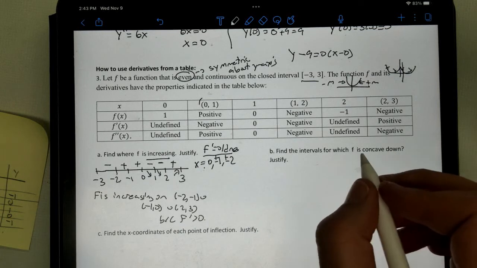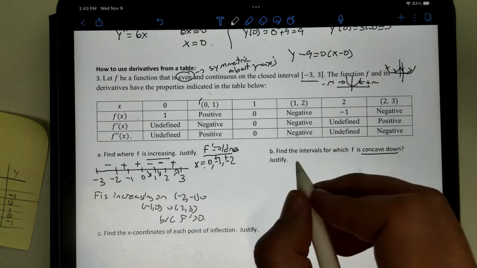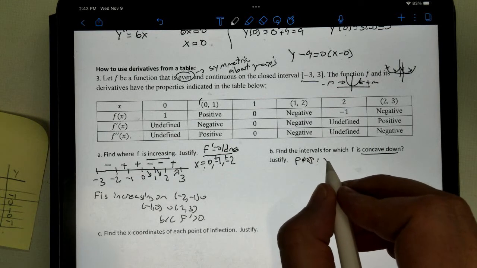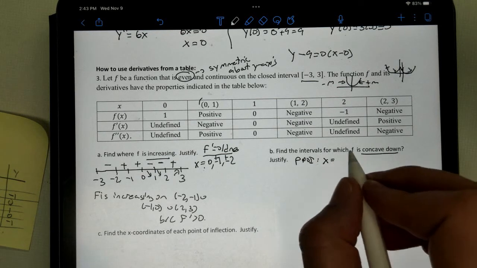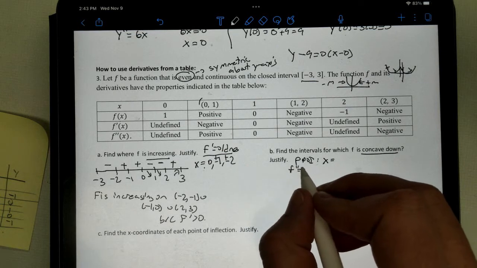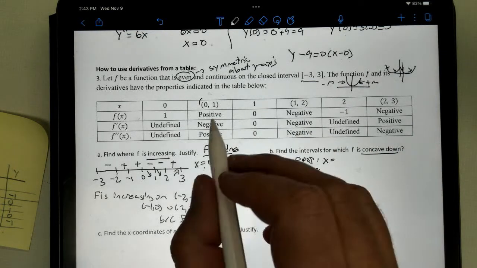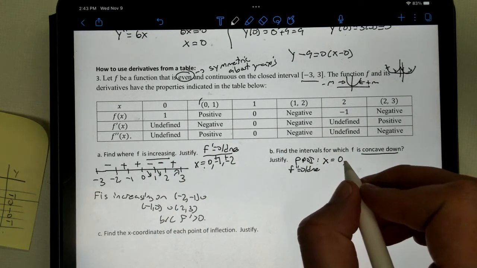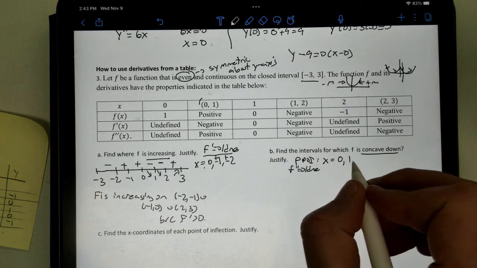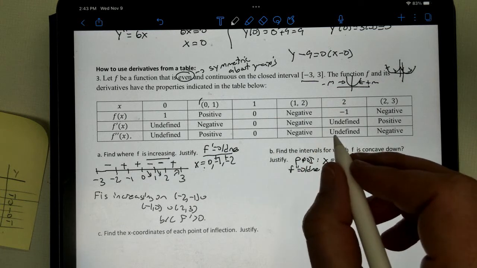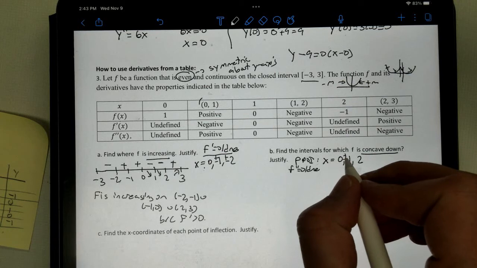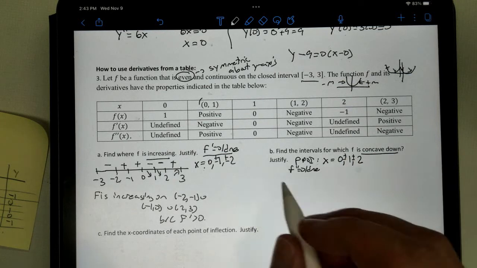When working with concavity, it's going to be a little bit different. We're still going to be doing our possible points of inflection, and kind of the same idea. Where is the second derivative 0 or DNE? Looking at the second derivative, 0 is undefined. 1 is 0, so 1 is a possibility. And 2 is also undefined. Now again, because of symmetry, we also do the plus or minus thing, because it's symmetric.